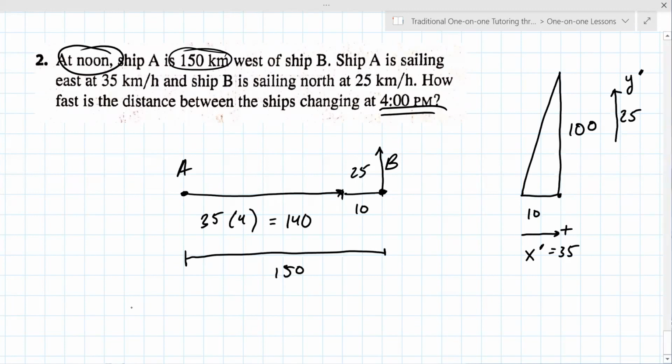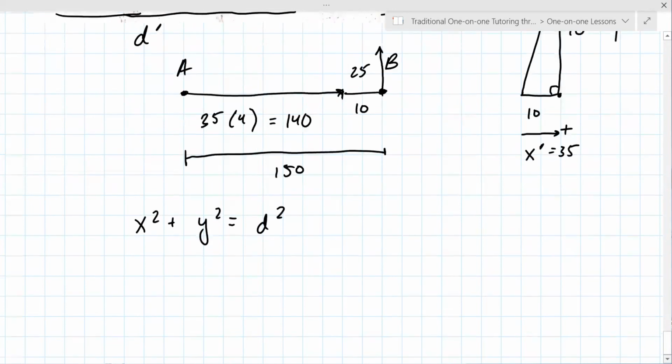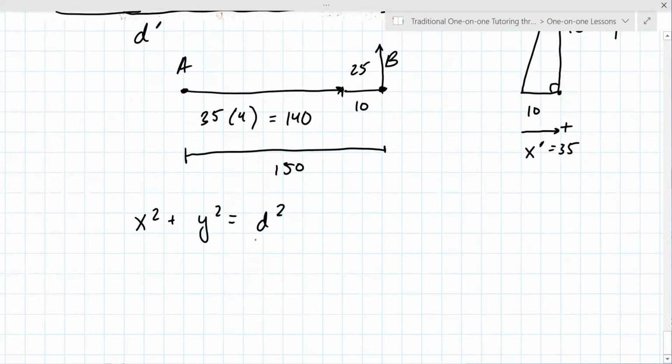Okay. We're asked for the distance between the ships and how fast it is changing. We're looking for D prime. Okay. So what equation governs the relationship in the triangle? The Pythagorean theorem. Right. So it's x squared plus y squared, but then we use d squared. So we generally don't use a and b. X and y are preferred here. So each of these is implicit. So it's 2x, x prime plus 2y, y prime equals 2d, d prime.